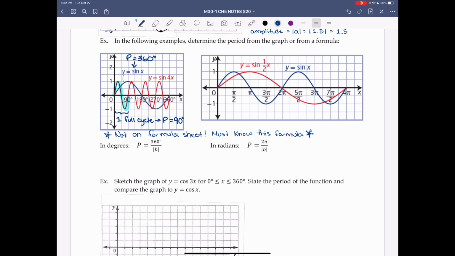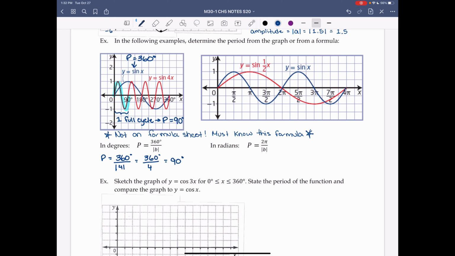Doing this using the formula, we would have P equals 360 degrees divided by the absolute value of the B value, which in y equals sine 4x is 4, which gives us 360 degrees divided by 4. 360 divided by 4 is 90 degrees.